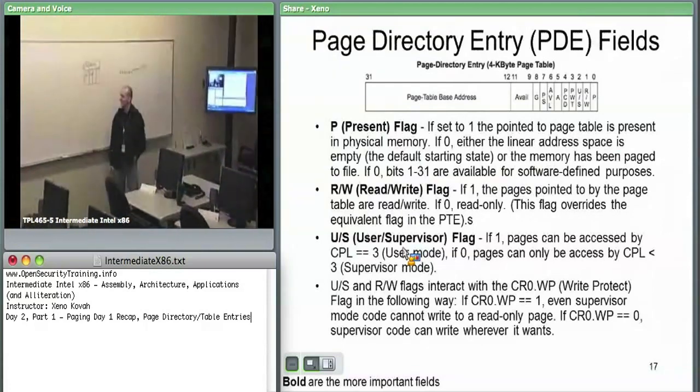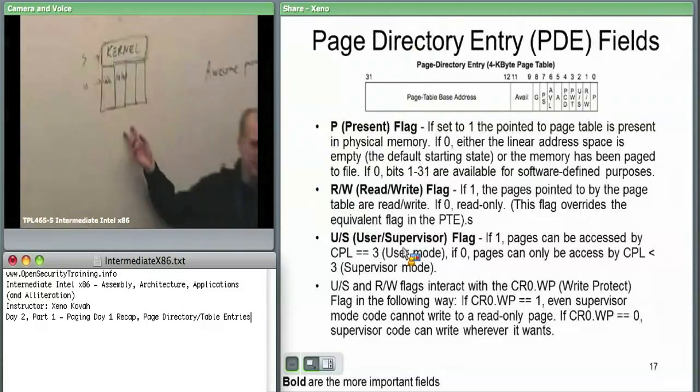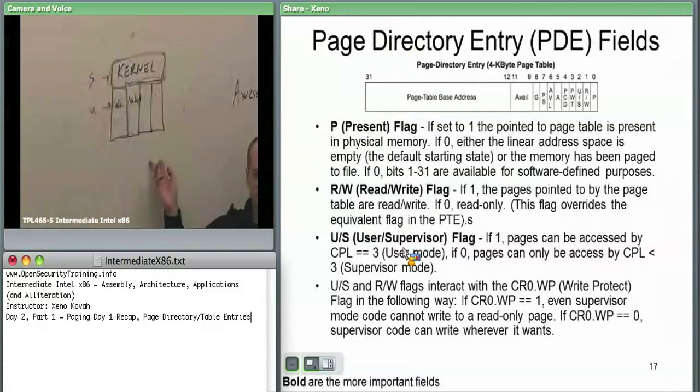All right, thank you. So, going back to this, the notion of the user versus supervisor flag is such that the kernel has its own virtual memory space that has none of this. So maybe let's break this out into some separate things. As far as the kernel sees the world, it's like this.